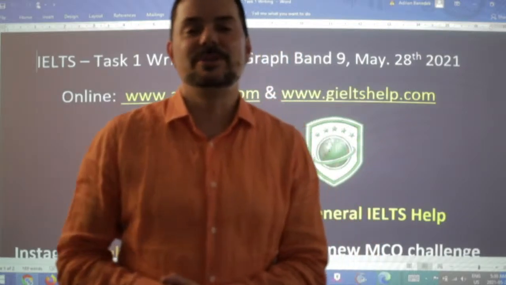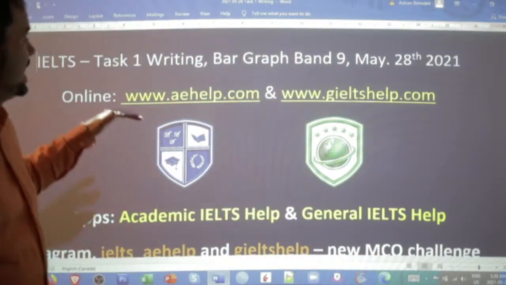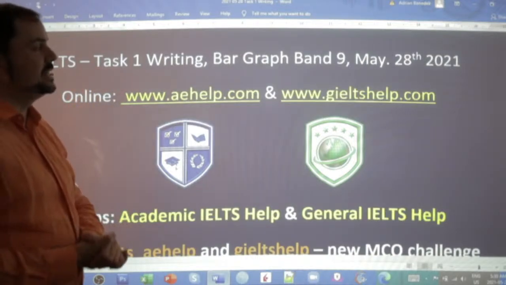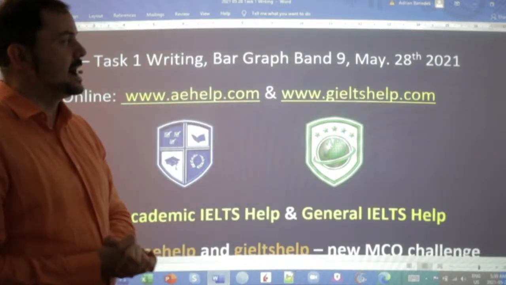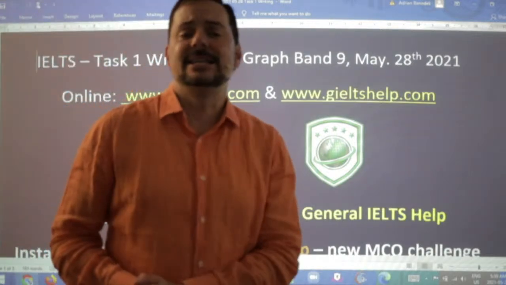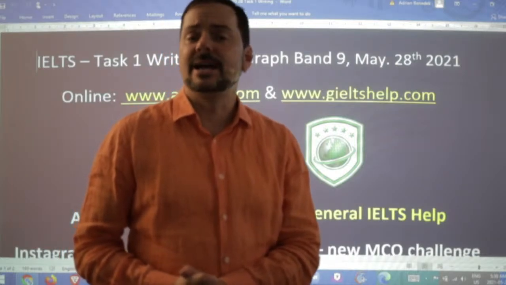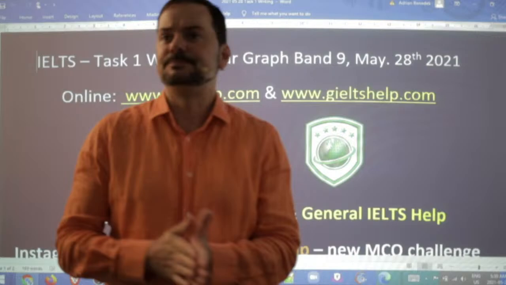Everybody should watch, especially those of you who are doing the academic IELTS exam, because in this class we are looking at a task 1 writing example and strategy, working on a bar graph. So task 1 for the academic IELTS is going to be some kind of a chart, graph, a line graph, pie chart, perhaps a map or even a flow chart.